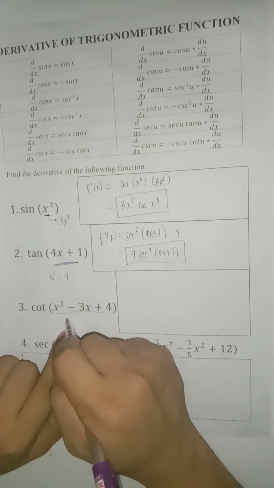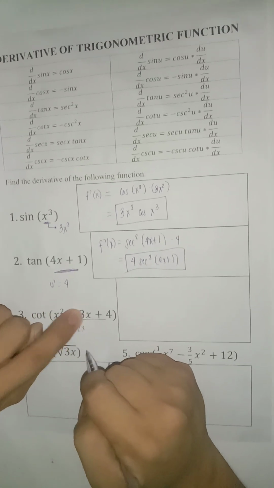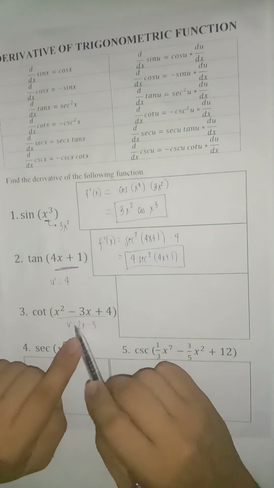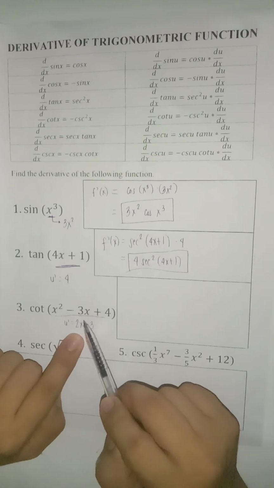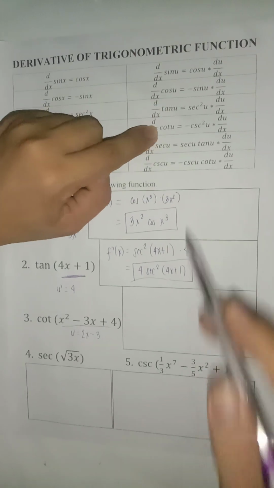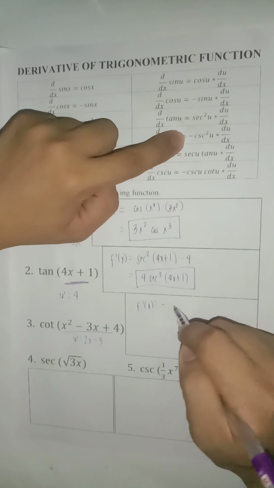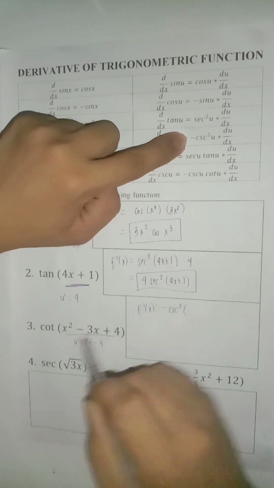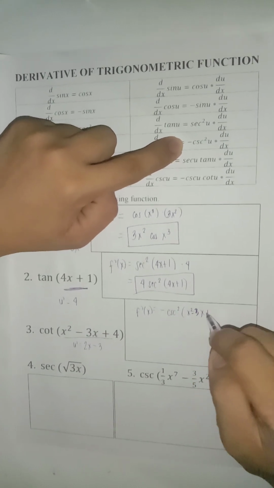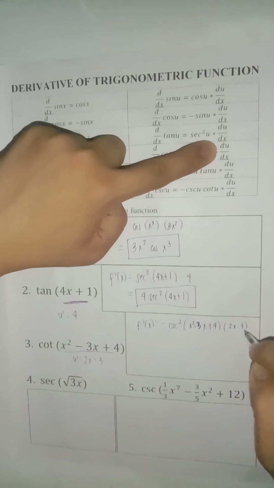This is our u. What is the derivative of u? Power rule, drop, then subtract. So ito identity 1 times 3, that is negative 3. And this is equal to 0 kasi nga constant siya. So ito na yung derivative ng ating u. Okay? So cotangent, yung trigonometric function, hahanapin natin yung cotangent. Ito. So derivative is negative cosecant squared, yung u natin, that is x squared minus 3x plus 4 times the derivative of u, that is 2x minus 3.